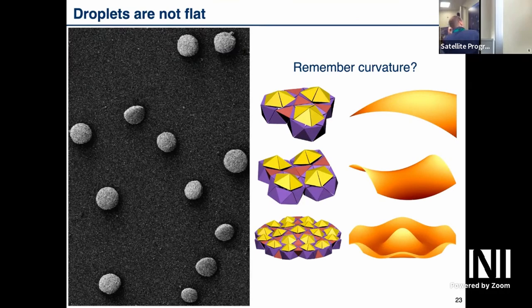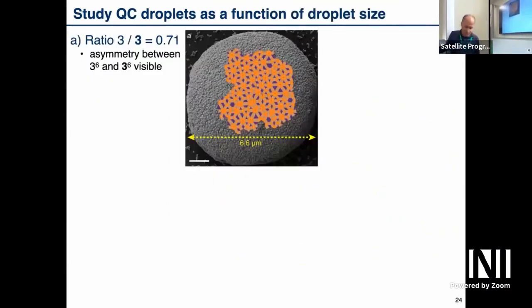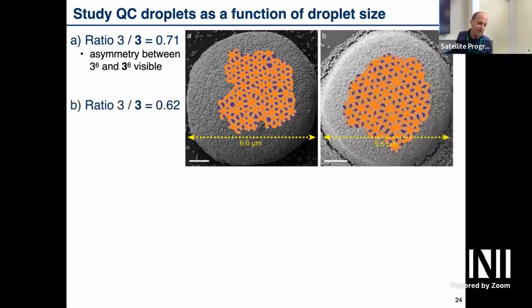Here's sort of how this would look, this wavy surface. Now imagine you have a curved surface. If you have a curved surface and you have now triangles and squares available, well, the idea is maybe you get a bit more triangles than squares. So let's do that. Let's start with a large droplet, and then we go to a smaller one, because we have droplets of different sizes.